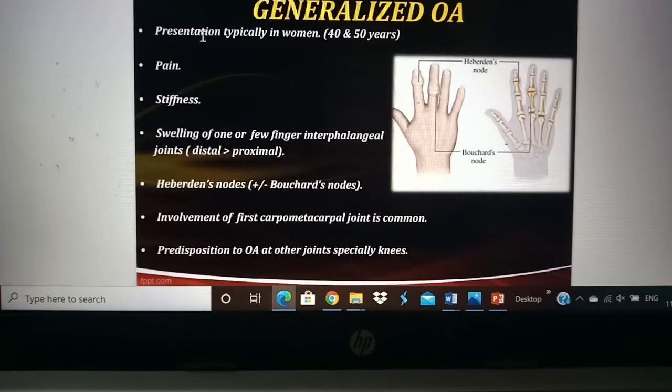So what are the general osteoarthritic findings? Pain, stiffness, swelling, and Heberden's nodes, or node-like inflammatory areas in the joints. This is common in the first carpometacarpal joint, and it leads to osteoarthritis in other joints, especially the knees.